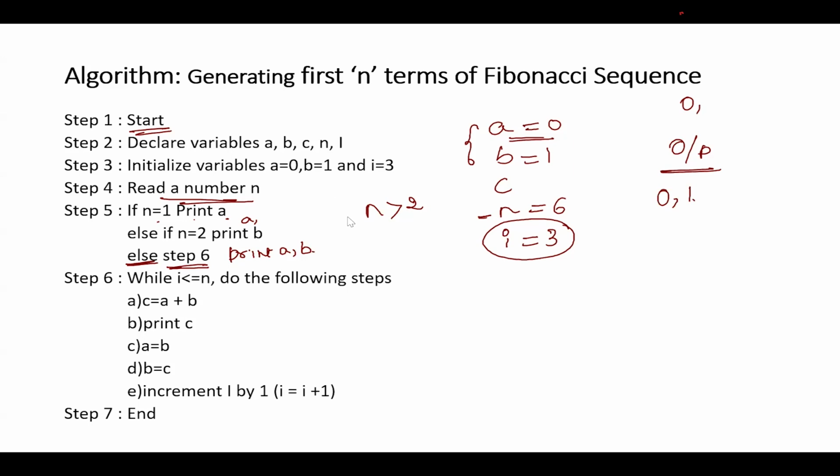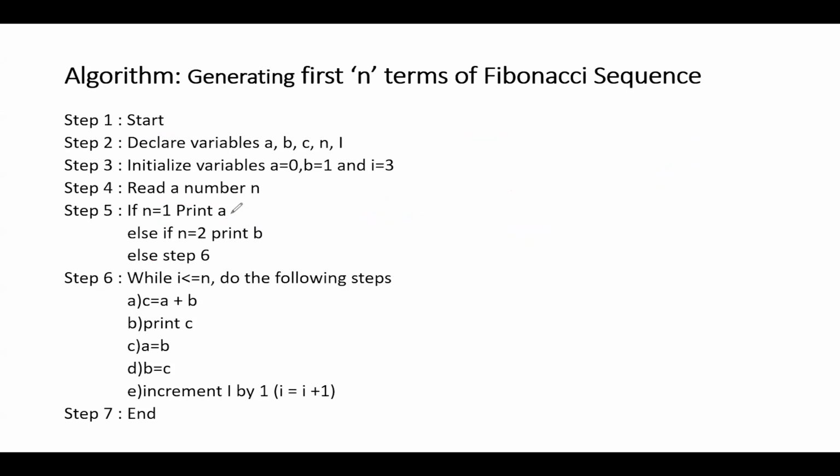Let me rewrite it once again. So it will say if n is equal to 1, print A, else if n is equal to 2, print A comma B, else. Now after else you will write print A comma B and go to step 6. All right. Now let us see what is there in step 6.